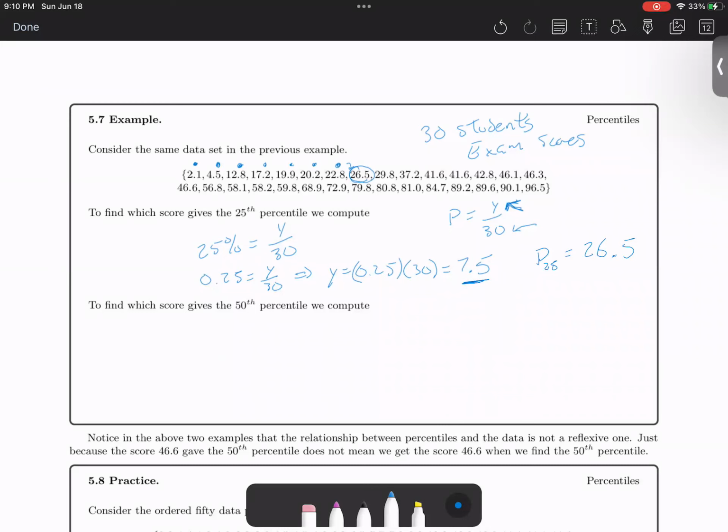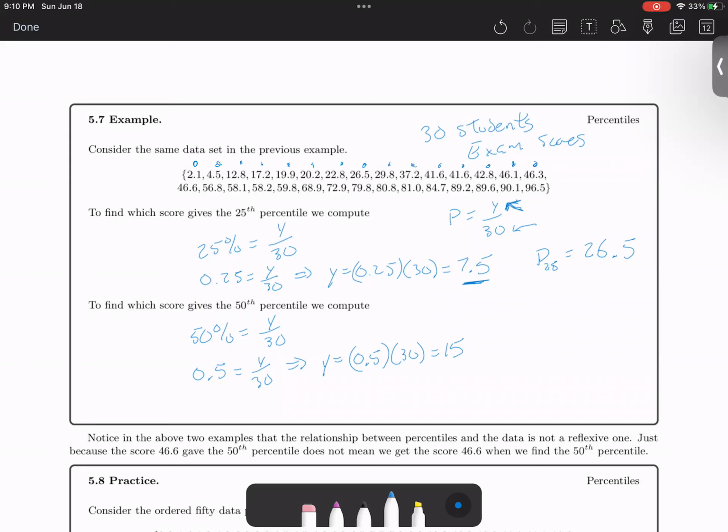Let's do that same thing, but this time, instead of the 25th percentile, I'm looking for the 50th percentile. So I set up the same equation. 50% is what out of 30? That's 0.5 is what out of 30? Solving for y, the number of data that we have to count, 0.5 times 30 gives you 15. So here, let's count 15 values. 1, 2, 3, 4, 5, 6, 7, 8, 9, 10, 11, 12, 13, 14, 15.